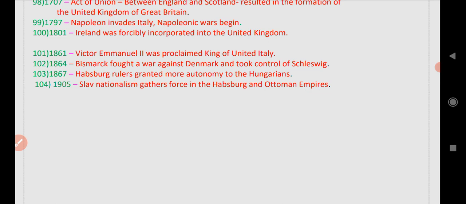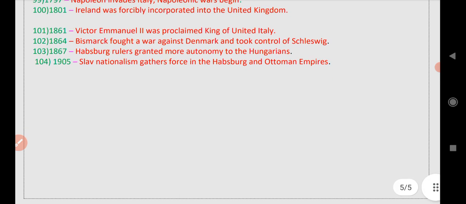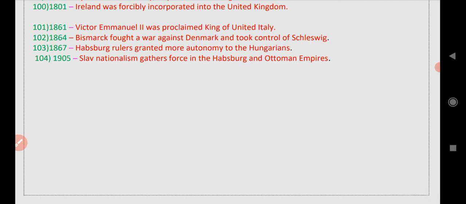1861, Victor Emmanuel II was proclaimed King of United Italy. 1864, Bismarck fought a war against Denmark and took control of Schleswig. 1867, Habsburg rulers granted more autonomy to the Hungarians. 1905, Slav nationalism gathered force in the Habsburg and Ottoman Empires.